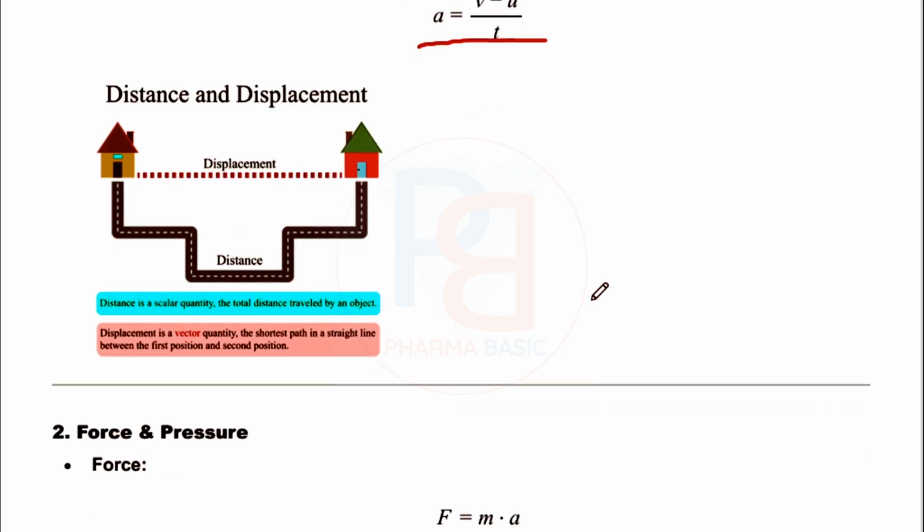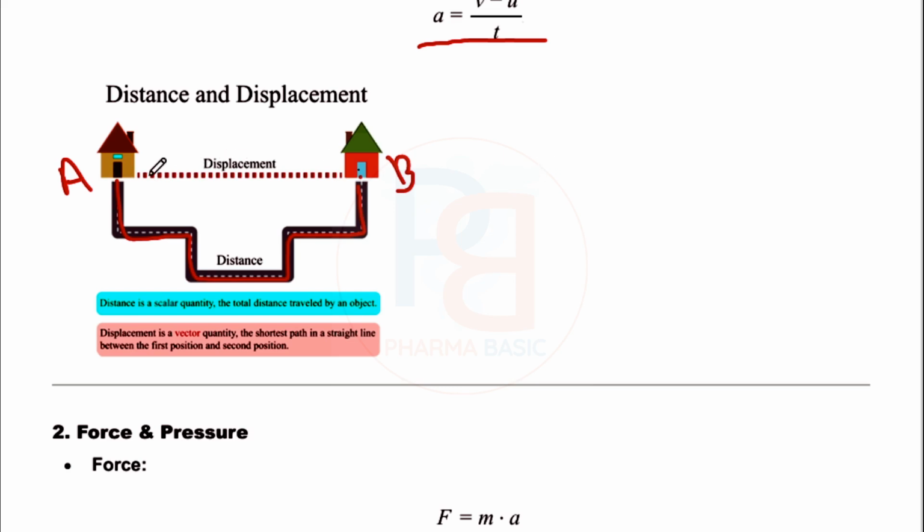So in this picture, let's know about what is the distance and displacement. If an object travels through this path from point A to point B, the object will travel in this path. So this total path is called distance. But what is the displacement? Displacement is the shortest path between these 2 points A and B.